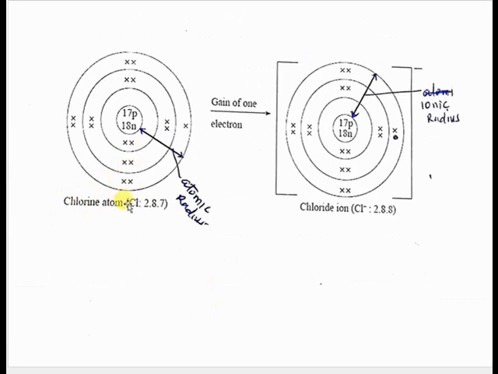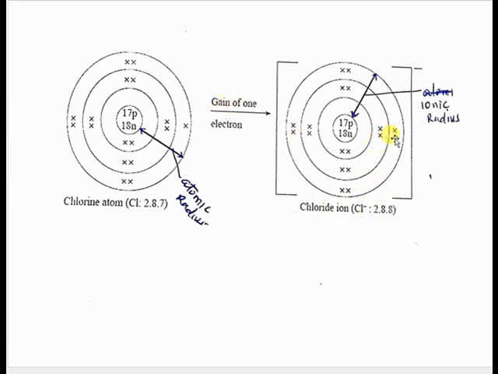This is the chlorine atom before gaining an electron, so it has an electron configuration of 2, 8, 7, and this is its atomic radius. You can see it. How does it become stable? By gaining 1 electron. So now it has gained 1 electron and it has formed a negatively charged ion. So the chloride ion is negatively charged, and it has an electron configuration of 2, 8, 8. So what has happened? It has added 1 electron after gaining 1 electron.